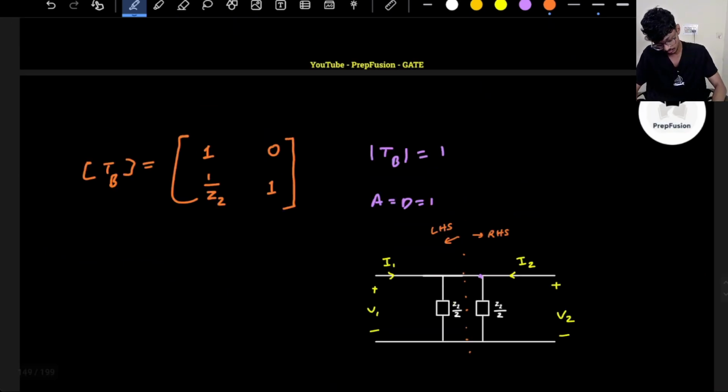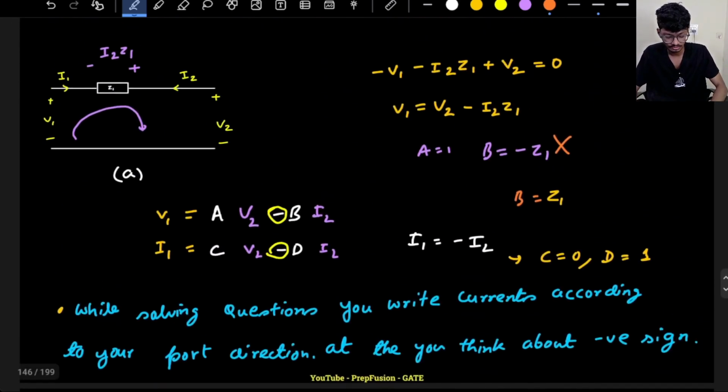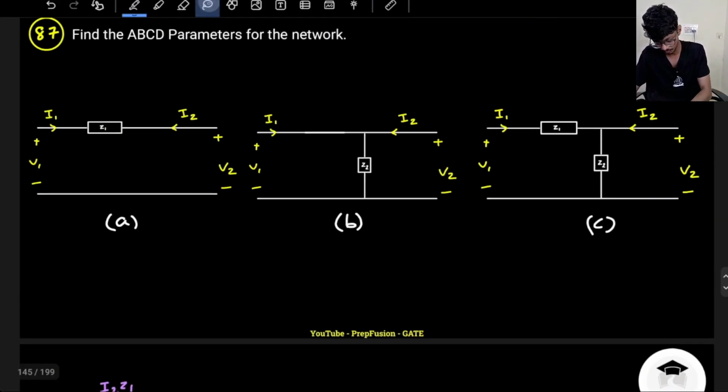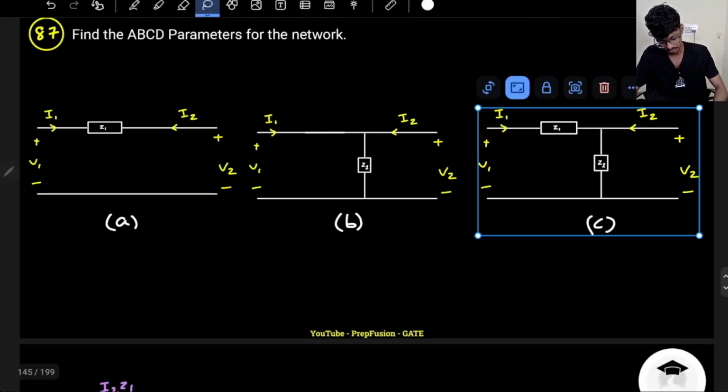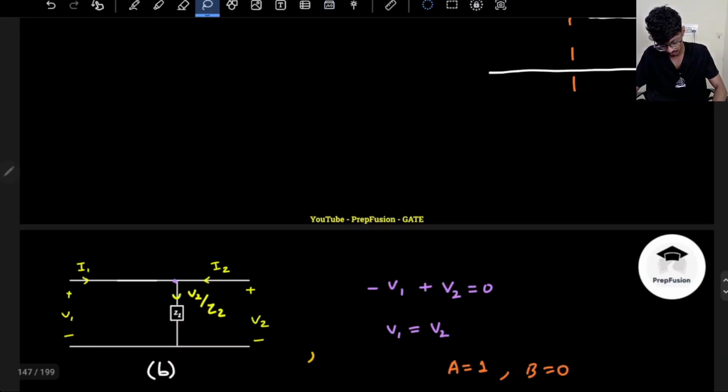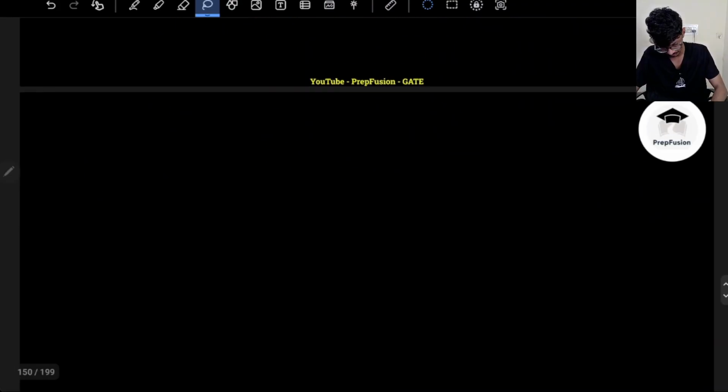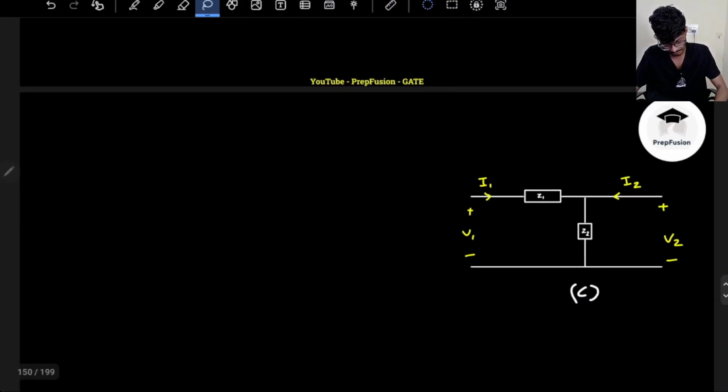Now let's solve for a general case, and I will conclude why we are solving these networks. I will put a conclusion here. So let me solve for the final one. The final one will not be that simple.